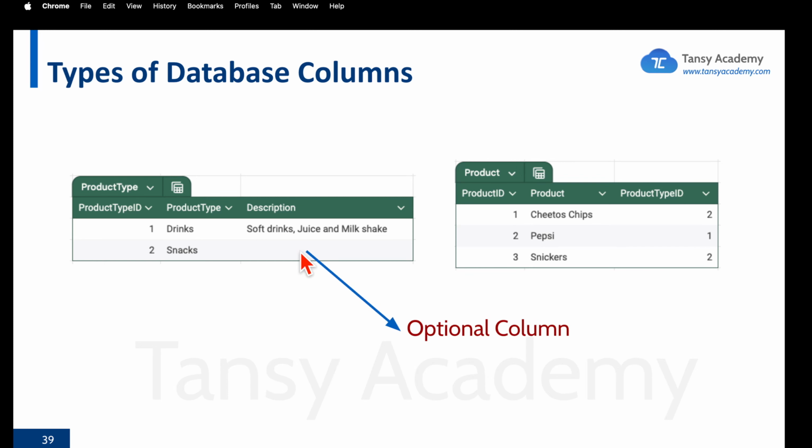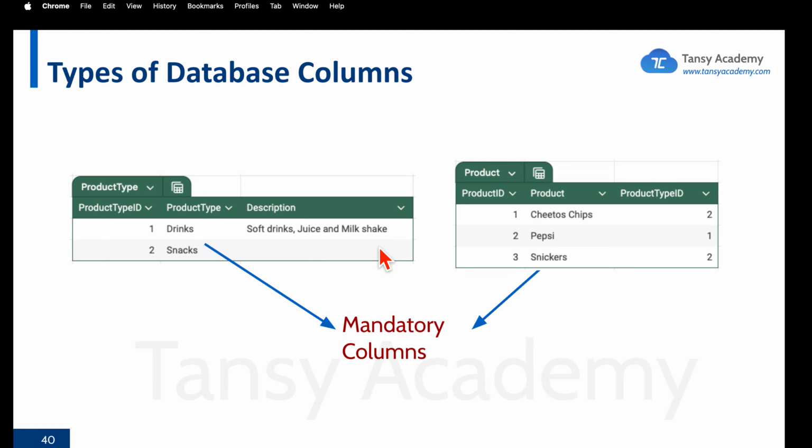And then here I have the description for the first row, but for the second row I left it blank. So these types of columns are called optional. You can enter it if you have the information, or you can leave it blank. But if you look at product type and product, I have populated data for all the rows. That means it's mandatory. You need to have a data value for this before you insert or add a row to this table.